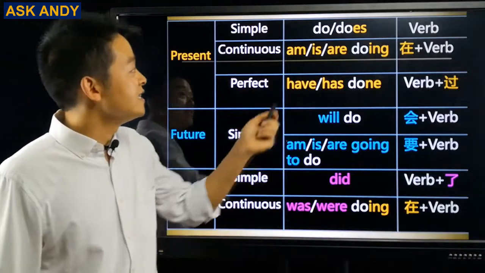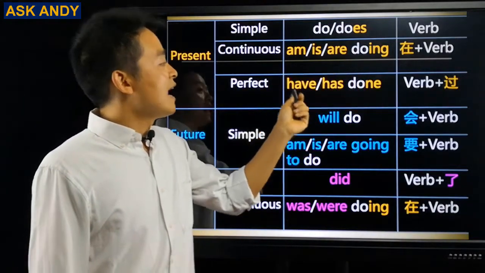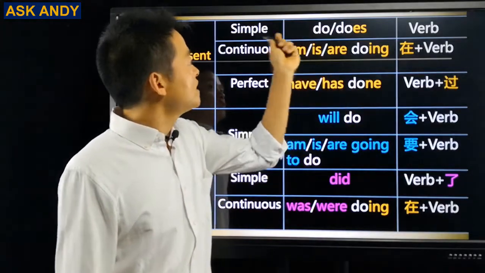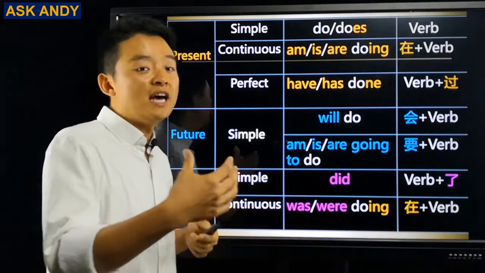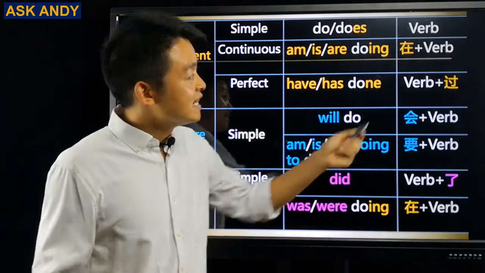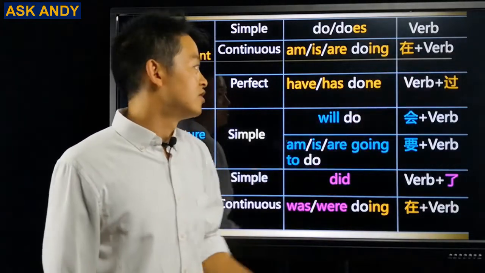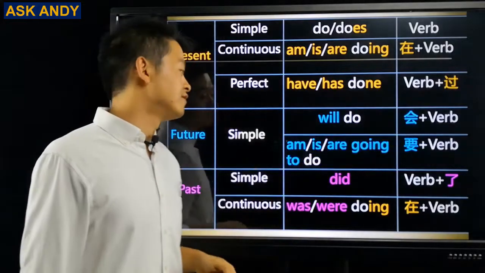So in English, that is do, does, am, is, are, doing, and have, has, done. So for simple present tense, that's the easiest one. The verb we just have as what it is. And then am, is, are, doing, we just need a 在 that goes before the verb. And for have, has, done, we need the particle 过 after the verb.